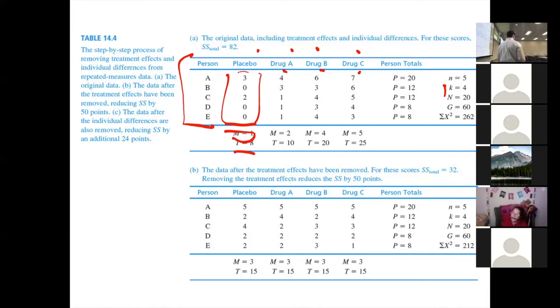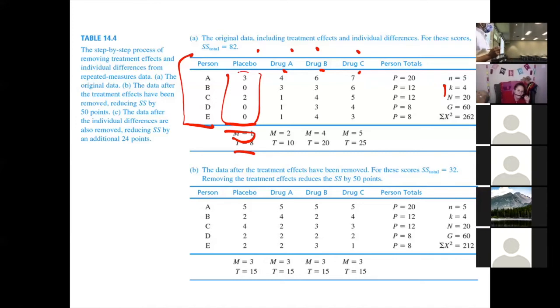What does G represent? The total of all the totals. Yeah, total of all the totals. Yes, exactly. So you're just adding up all the data points, right? It's the sum of all the T's or the sum of all of the individual data points.